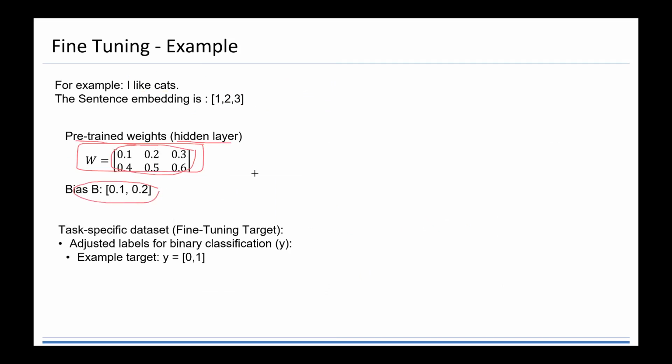So we have the weight plus bias. Usually, this is for the neural network task. And the task specific dataset, which we call the fine-tuning target: for example, I have the label for binary classification Y. One of the target examples is Y equals 0, 1. So it's binary classification.